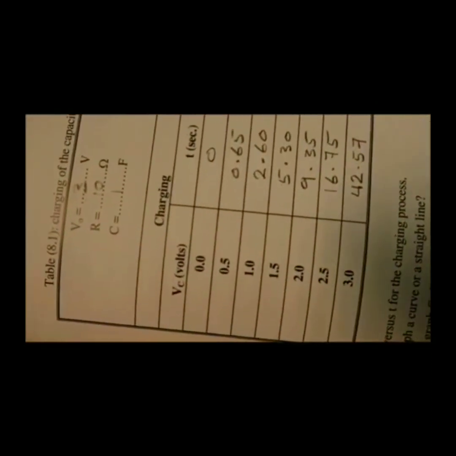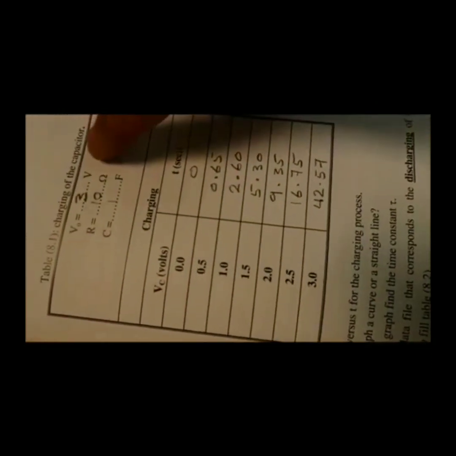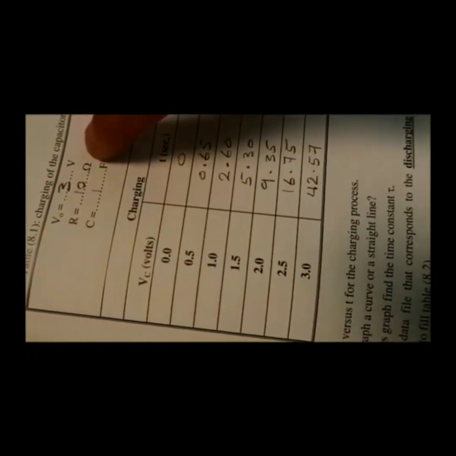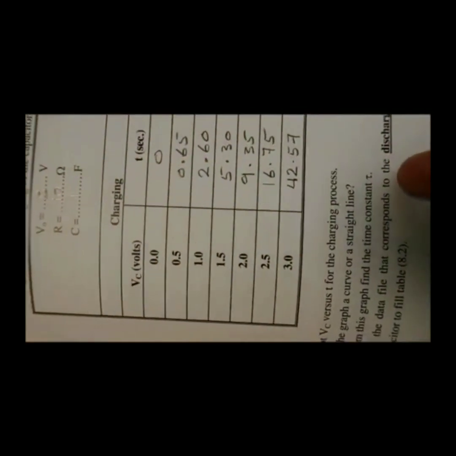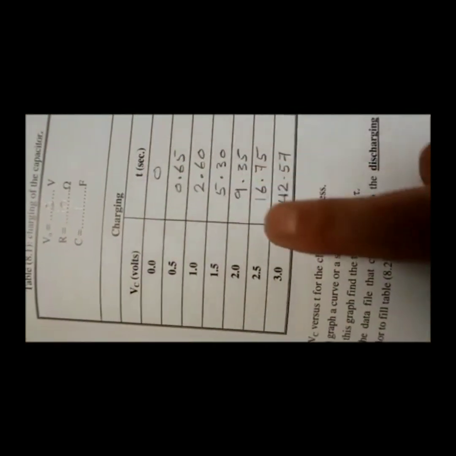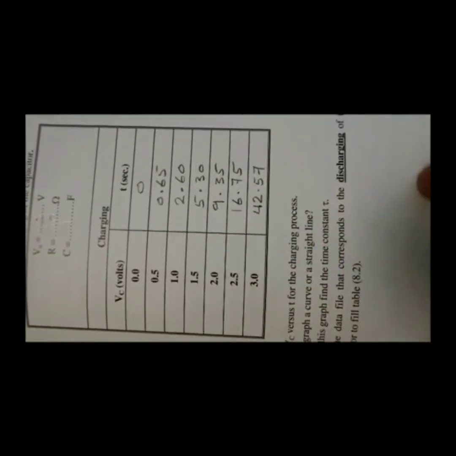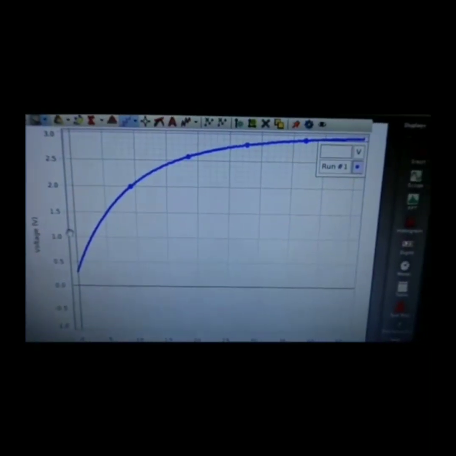So I used the data in the table and recorded the required values in table number 1 of this experiment. This is the table with the data inside. Here at the top are the voltage of the battery, 3 volts, the resistance is 10 ohms, the capacitance of the capacitor is 1 farad, and these are the values V with t. And in this experiment you need to make a graph with V as a function of t, which is supposed to look exactly like this one. This is how your graph should look.